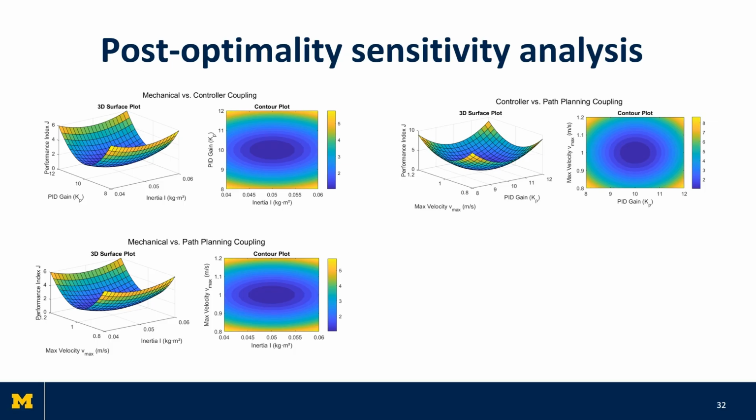Moving to the coupling analysis slide, here we explored the interaction between pairs of parameters: initial I with PID gain, initial I with maximum velocity, and the PID gain with maximum velocity. The 3D surface and contour plots reveal that when two parameters deviate simultaneously, the performance index J increases non-linearly, often more severely than the individual changes. This confirms that it is critical not only to control each individual parameter, but also to maintain their optimal relationship for robust overall performance.